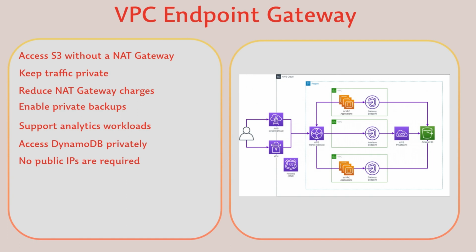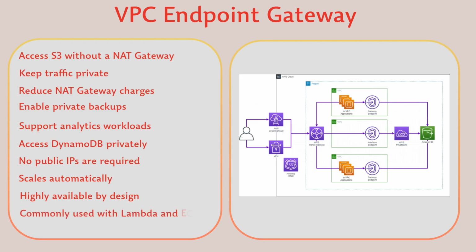Resources in a private subnet can access S3 and DynamoDB without a public IP address. It scales automatically. No capacity planning, patching, or maintenance is required. It is highly available by design. Since it is an AWS managed service, there is no need to deploy multiple endpoints across availability zones. It is commonly used with Lambda and EC2. Also, no security groups are attached. Security is controlled through IAM policies, endpoint policies, bucket policies, and EC2 security groups.